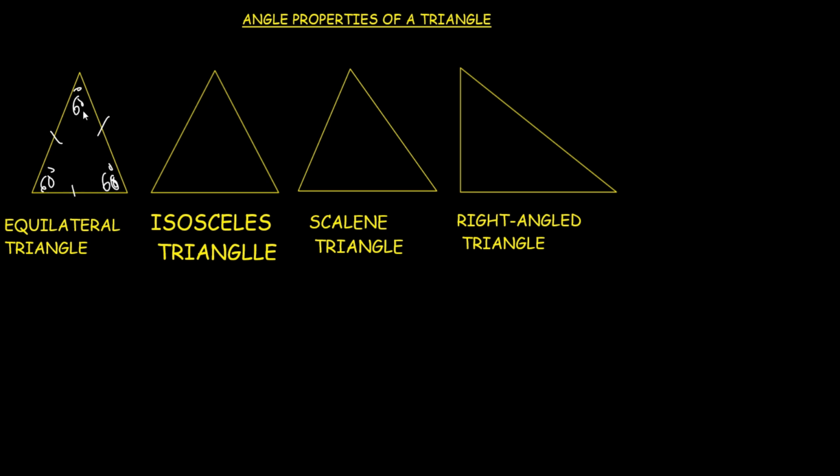Now the angles are called interior angles because they are inside the triangle. So the interior angles of an equilateral triangle are all equal, and they are 60 degrees. This line is to show you that all the three sides are equal. And the second one is the isosceles triangle.